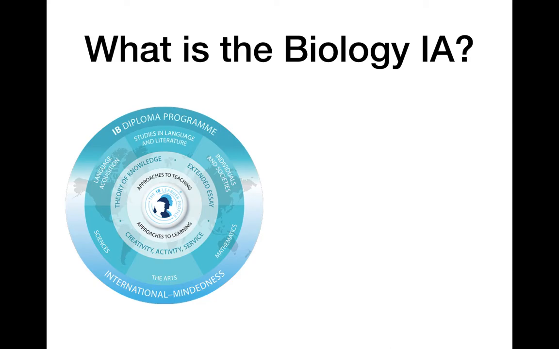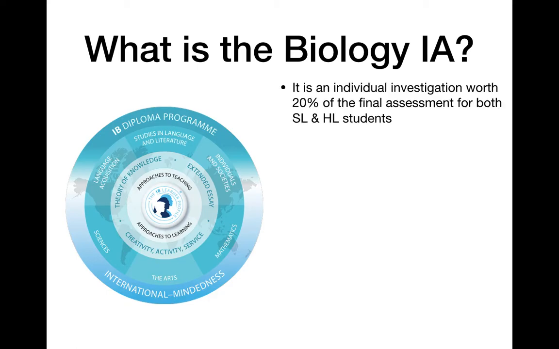Okay, so that's what I want to talk about today. Let's talk about what the IA is and what your task for today is. So the IA is the individual investigation. It's worth 20% of your final assessment for both SL and HL students. So the same rubric for SL and HL, same expectation for SL and HL.